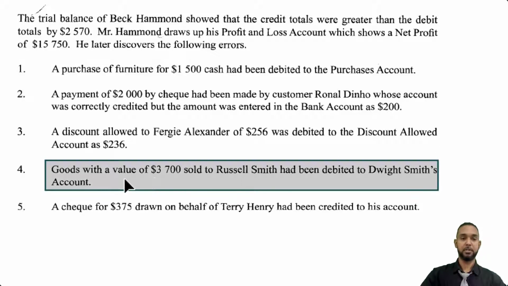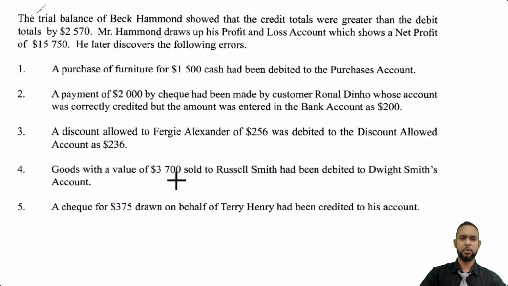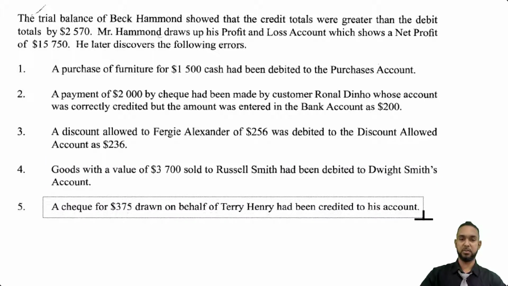The fourth error, goods with a value of $3,700 sold to Russell Smith had been debited to Dwight Smith's account. Okay, well, that's an error of commission. The wrong person's account was used, so we don't need a suspense account for that. That's a straight general correction.